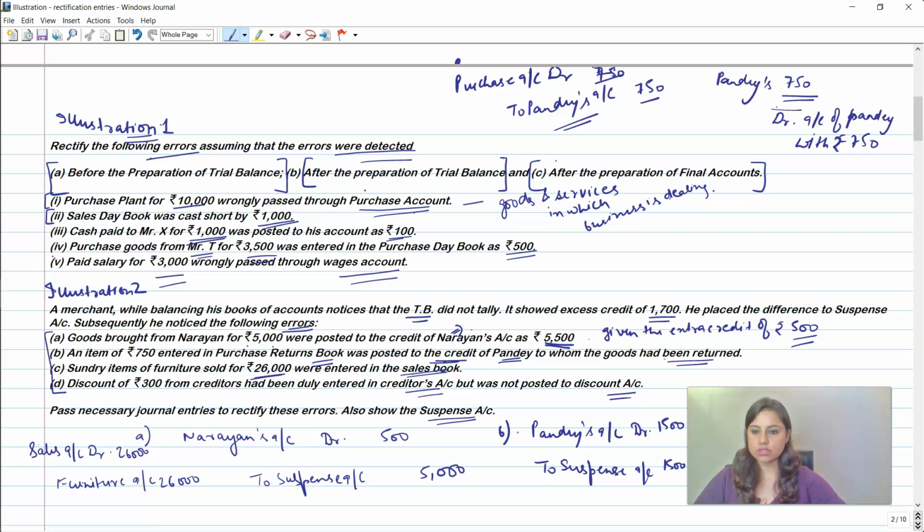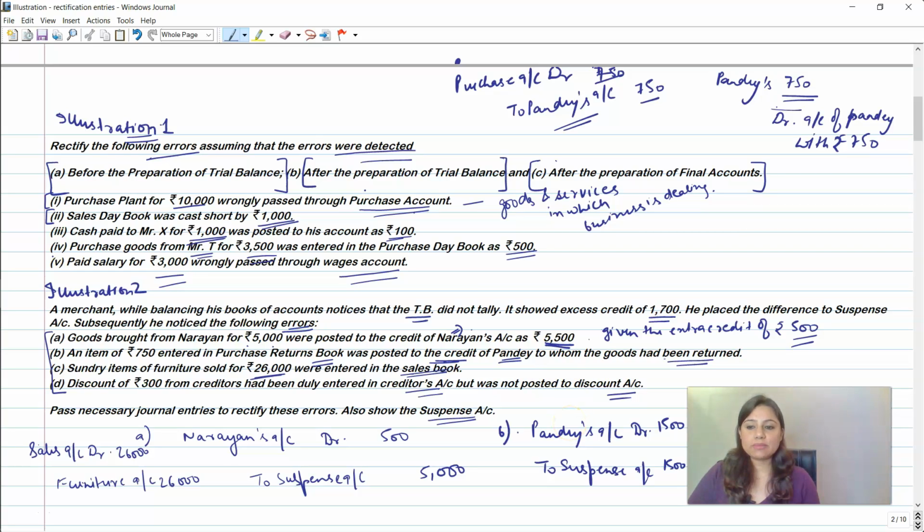So now coming to the last error that has been identified, that is, discount of rupees 300 from creditors had been duly entered in the creditors account but was not posted to the discount account. So one impact of the entry has been correctly recorded, which is in the creditors account. However, in the discount account, such a discount that has been received has not been impacted or has not been recorded.